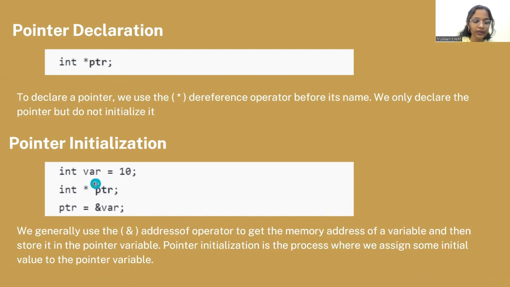Here, we are assigning the value of 10 to a variable var of int data type. Then we are declaring a pointer of int data type. And now this pointer stores the address of this variable. So when we print this variable, 10 will be printed. So in the future, if we change the value of this variable to 20 or 30, the same will be printed whenever we print this pointer.